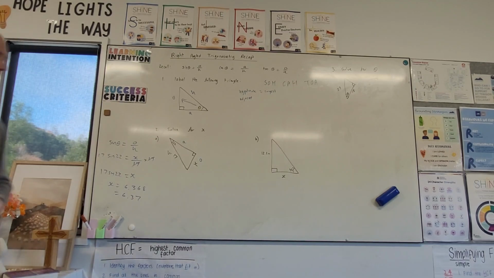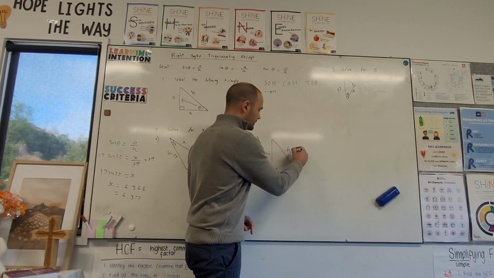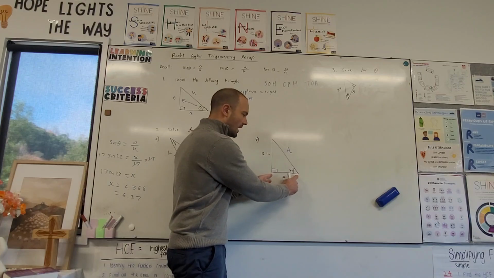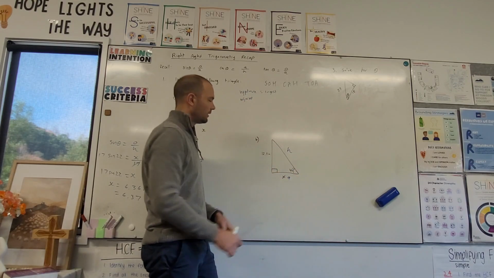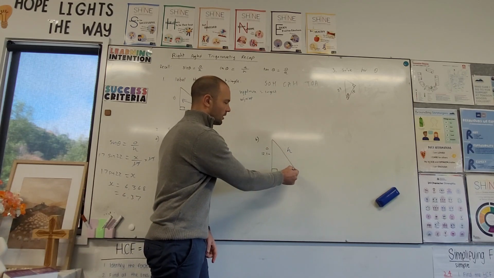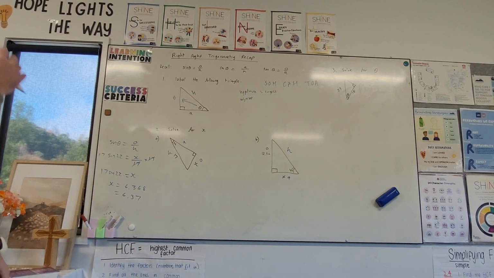Right, let's move on to the next one. We're going to label the triangle. We have our hypotenuse here, the longest side, opposite the right angle. We have the adjacent side connecting both the right angle and the known angle theta. And then we have the opposite side, which is opposite our angle. So we've labelled the triangle there.